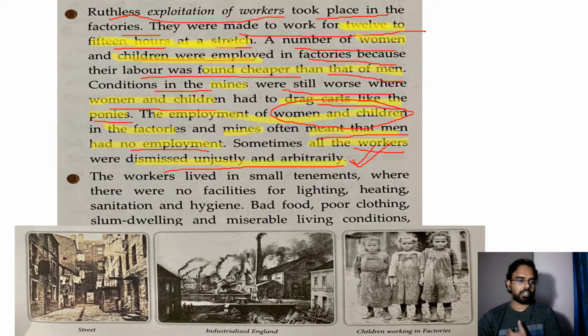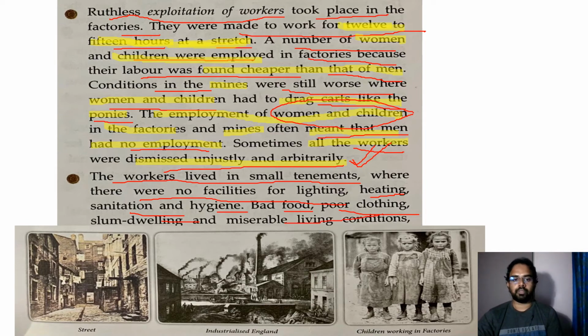Whenever they don't have work, keep them aside. Whenever they have work, take them. This kind of policy was followed, which is a negative impact of the industrial revolution. The workers lived in small tenements where there were no facilities for lighting, heating, sanitation, and hygiene. Bad food, poor clothing, slum dwelling, and miserable living conditions were there.